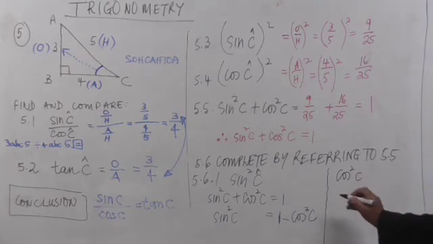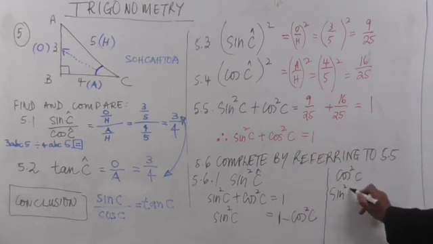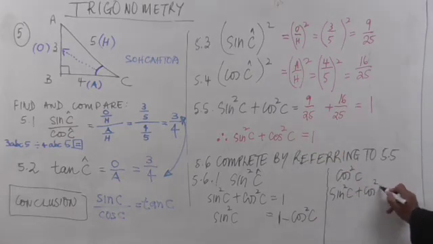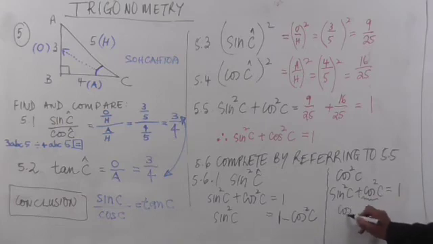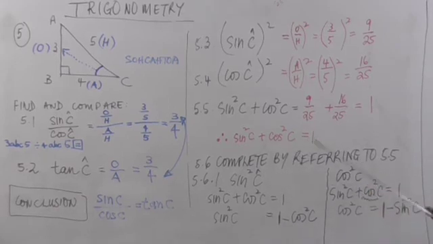If you take cos squared C, again, I will start with what I'm given. I'm given sine squared C plus cos squared C is equal to 1. Now, I want cos squared. Therefore, I will say cos squared C is equal to, there's the 1. I will take the sign on the other side, so it will become negative sine squared C. So cos squared C is equal to 1 minus sine squared C.